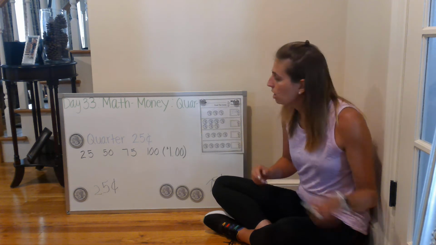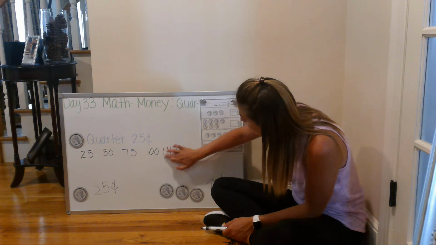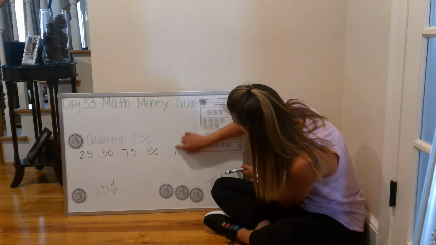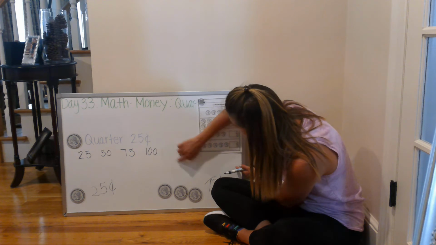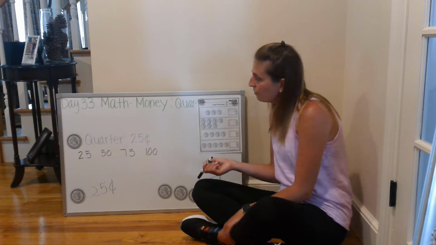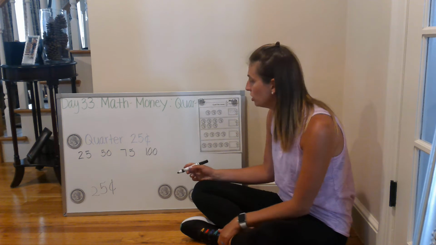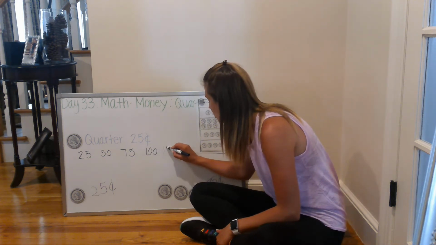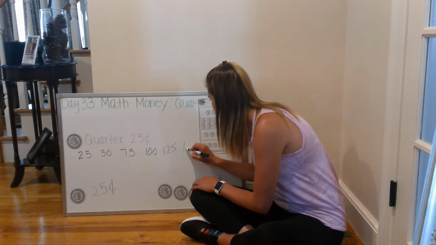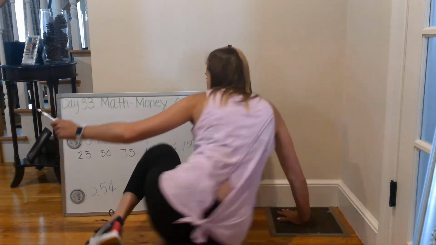Okay? What I'm also going to do now is I'm going to extend our number line. So I'm going to erase this, and I'm going to extend our number line all the way up to $3. Okay? So if I extend my number line, I have 25, 50, 75, $1. 4 quarters equal $1. 5 quarters would equal $1.25. 6 quarters will equal $1.50. And I'm going to drop back here.